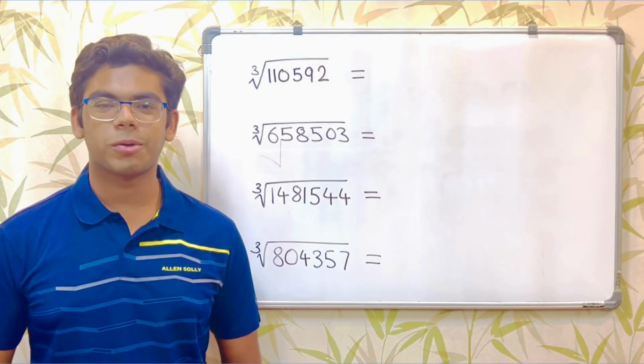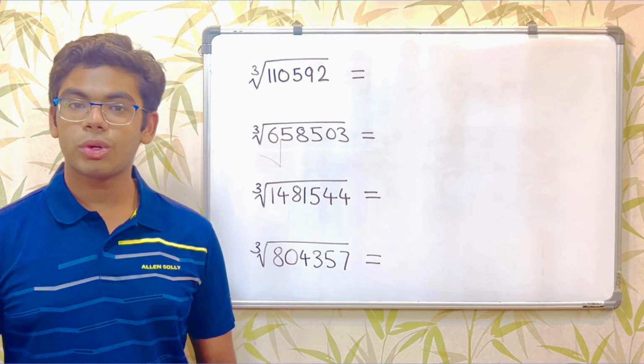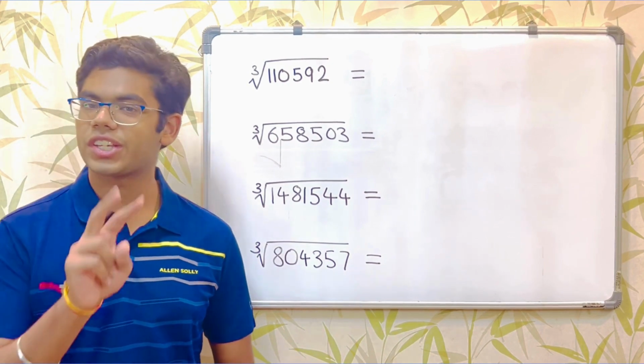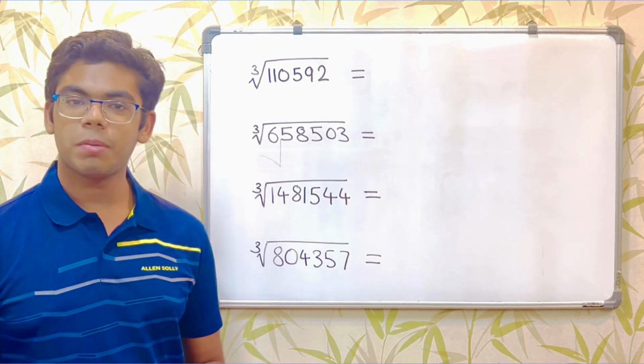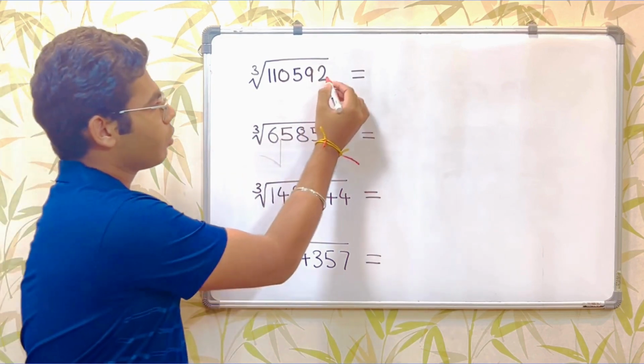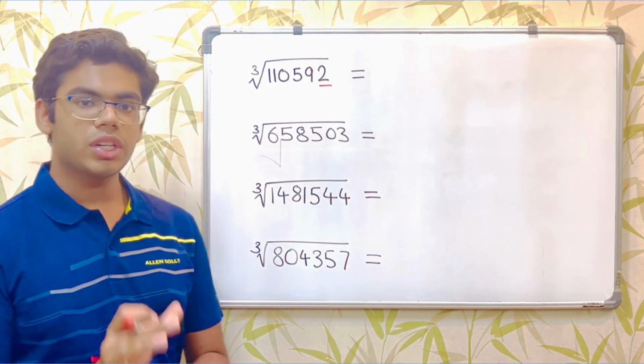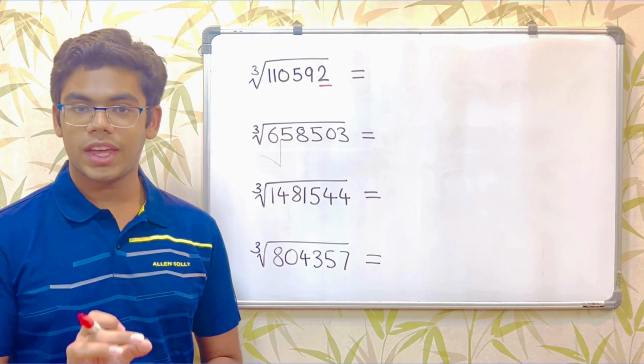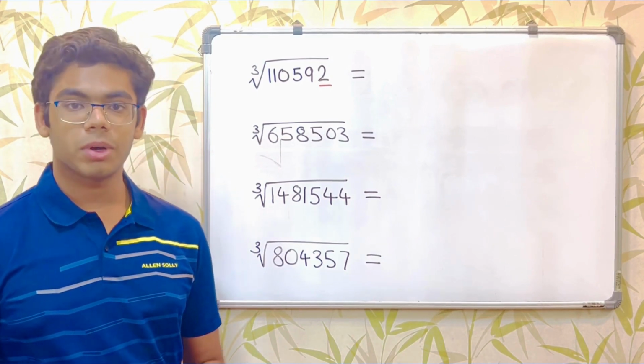Now that we know some of its characteristics, we'll be able to solve all of these cube roots in just 2 steps. Our first step would be to look at the units digit of the number. If the units digit of the cube is 2, then the units digit of the original number would be 8.